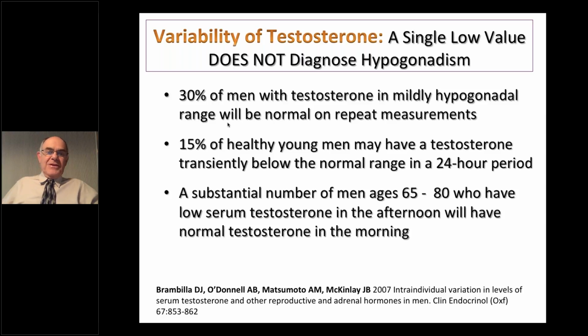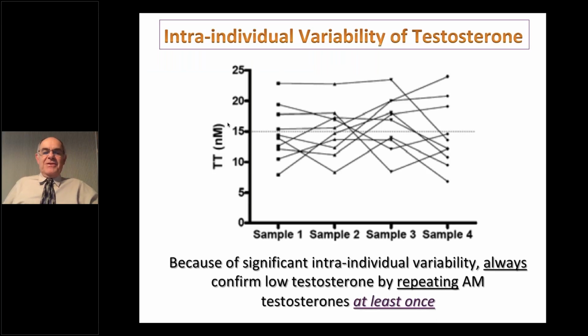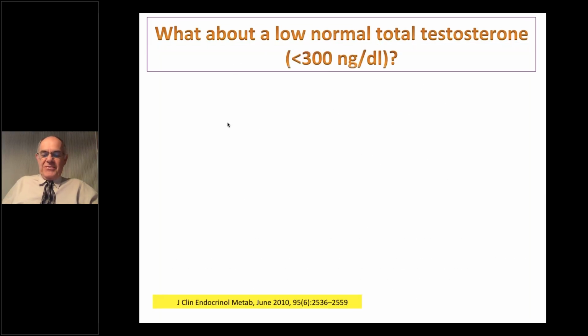We know that up to 30% of men will be normal on a repeat measurement. So just 1 in 3, it's like, oh, just remeasure the number. There's no doubt that it does decrease in time. This is literally the same person, 4 different samples, and you see what happens over a period of time. So never, for a man who's being checked, should one single measurement be utilized, especially if it's not in the morning, to truly understand what their testosterone level is.